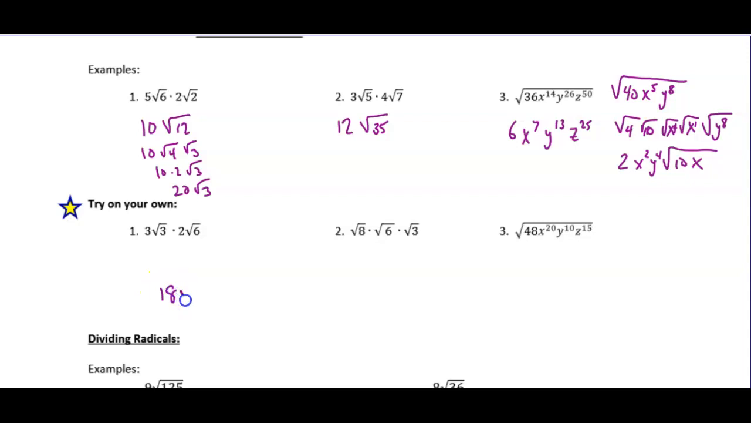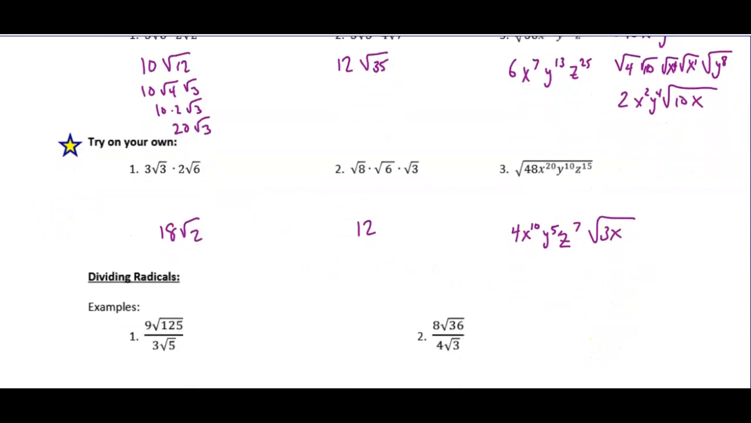Okay, we should have 18 root 2. We should have 12, and we should have 4, x10, y5. Wait a second. Z, sorry, I had the wrong variable there on my paper, z7. And then I have inside the root of 3x. So if you got any of those wrong, just make a note of it and we'll work on it together.